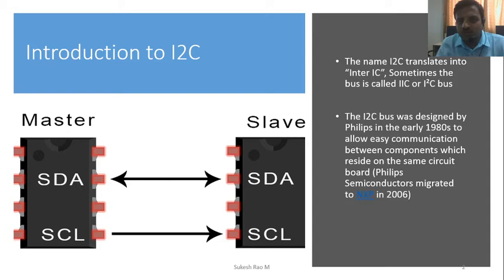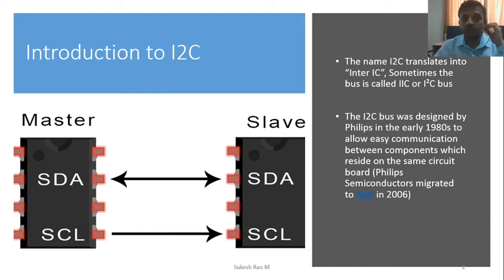At first, I2C was actually designed by Philips in the 1980s, and it allows easy communication between two devices. The main advantage of I2C is that it's a serial protocol and uses only two IO lines for the communication, and it's a kind of synchronous communication. Later, Philips Semiconductors migrated to NXP in 2006, and now also you can find most of the devices or sensors come with I2C communication.